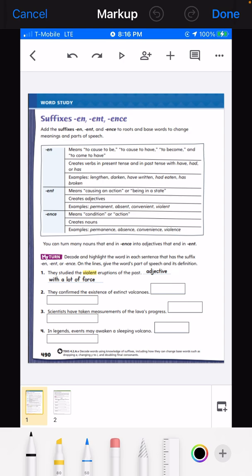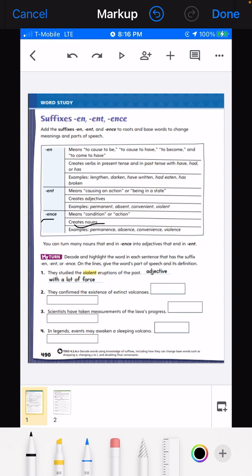Ent also means to cause an action or being in a state. It turns words into adjectives. So we see examples: permanent, absent, convenient, violent. And then our last one that we're looking at is ence, and this creates nouns. It's a condition or an action.